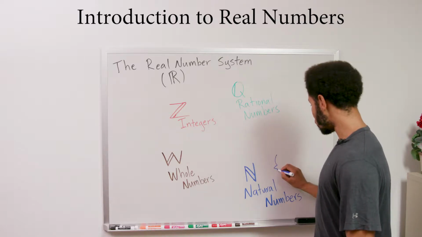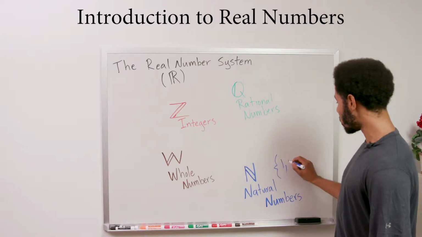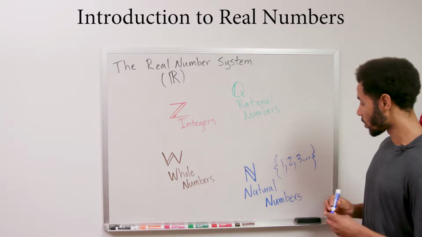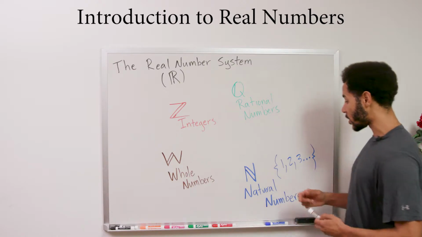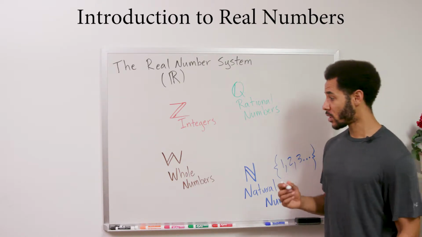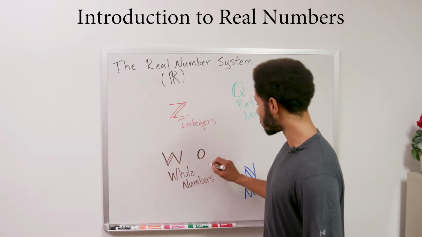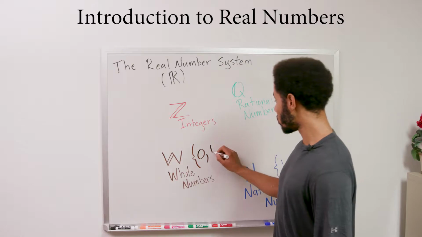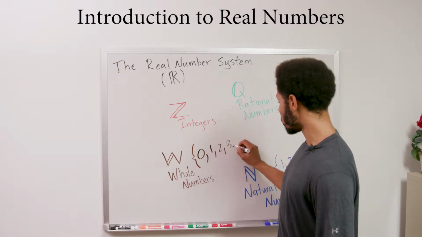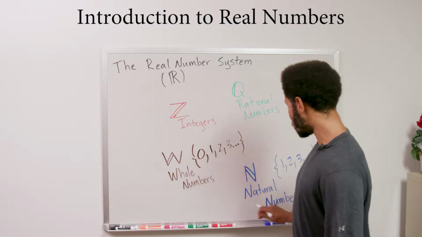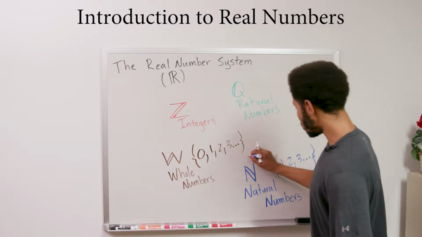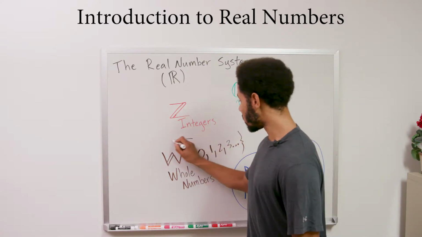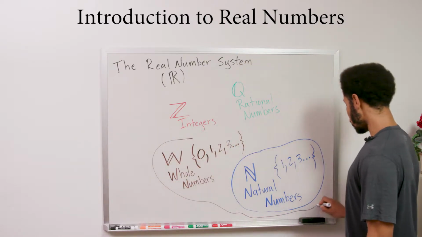If we use braces here, we can show this set of natural numbers as 1, 2, 3, and so on and so forth until infinity. Whole numbers contain the set of natural numbers, but they add a very important new concept, the concept of zero, nothingness, or emptiness. So if we use braces to express the set of whole numbers, we have 0, 1, 2, 3, and so on and so forth, also moving into infinity. All natural numbers are whole numbers. The one whole number that is not a natural number is the number 0.